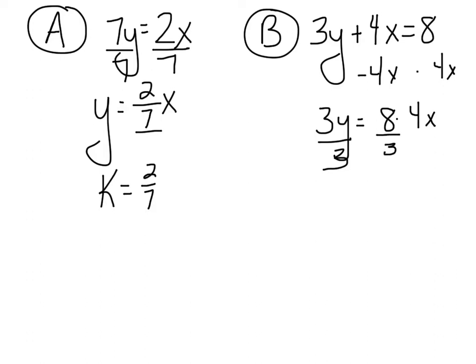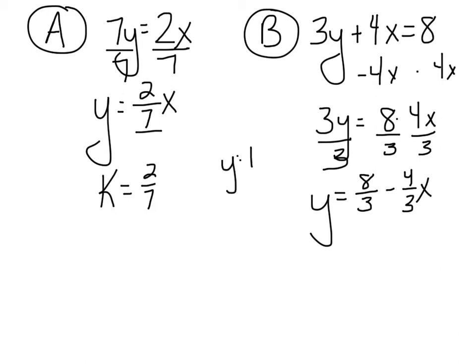Divide everything by 3. I get y equals 8/3 minus 4/3 x. Now remember, this is all review. You've already done these types of equations. Literal equations, you've done these. So it says, can you write this in the form y equals kx? Is this in the form y equals kx? No, because we have this constant here. We don't have that. So therefore, this is no, not direct variation.